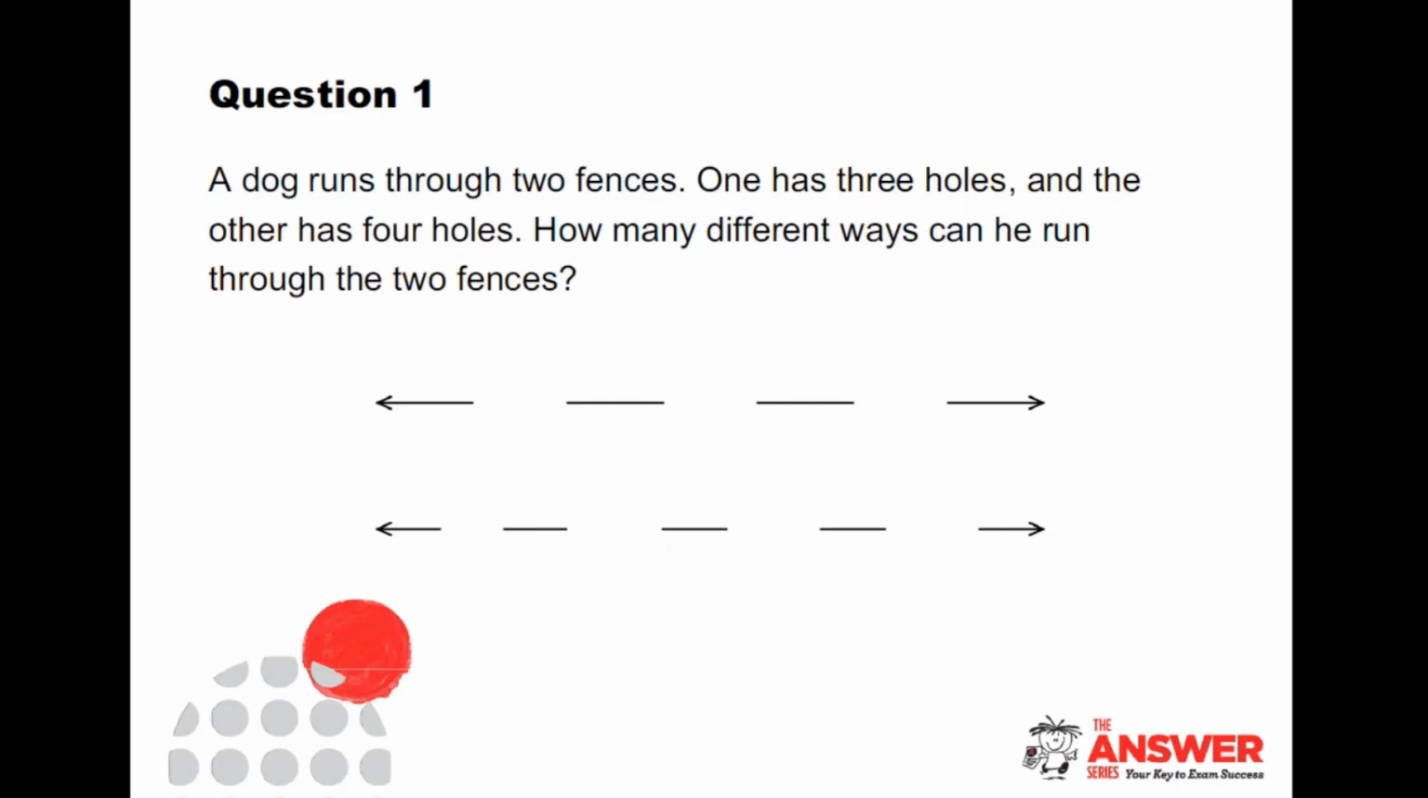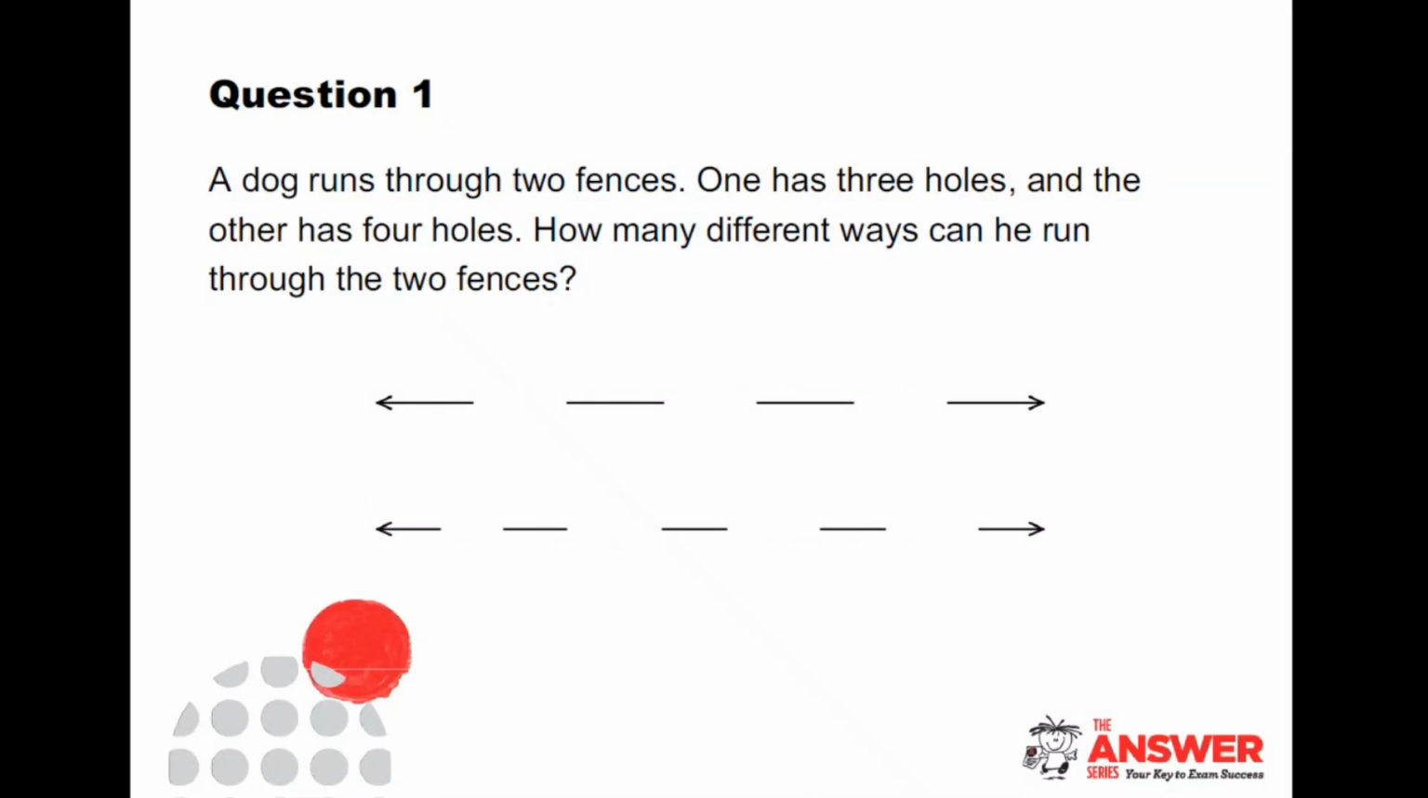A dog runs through 2 fences. One has 3 holes and the other has 4 holes. How many different ways can he run through the 2 fences? Now we know exactly what to do. We know 3 holes, 4 holes, 3 times 4 is 12. But do your learners know why that is the case?